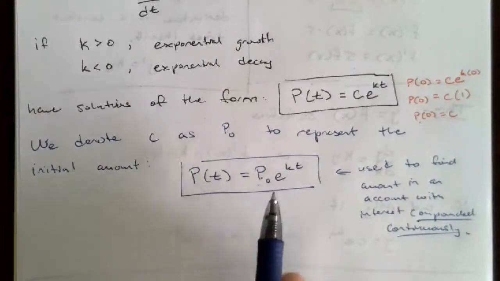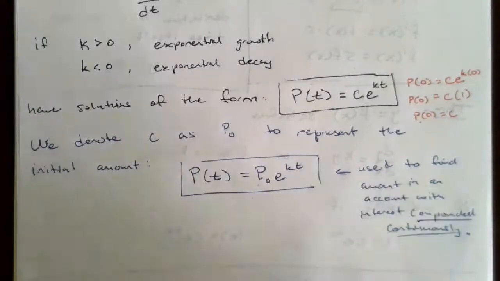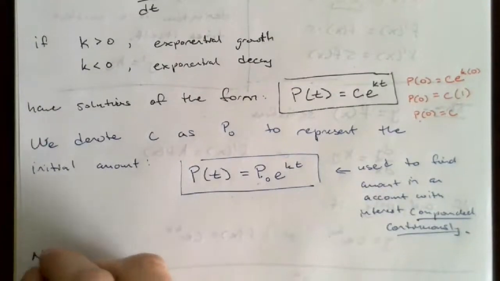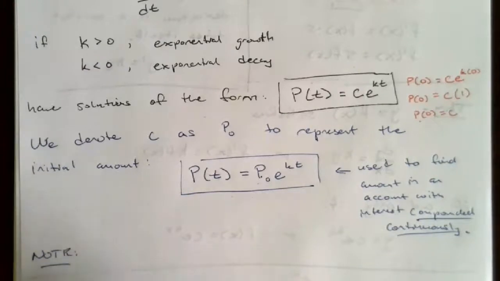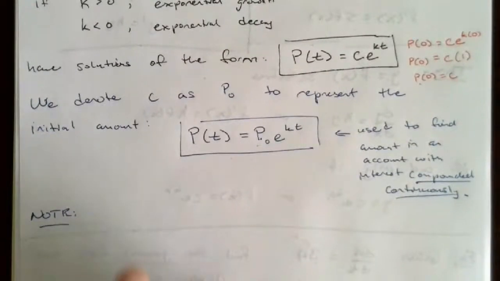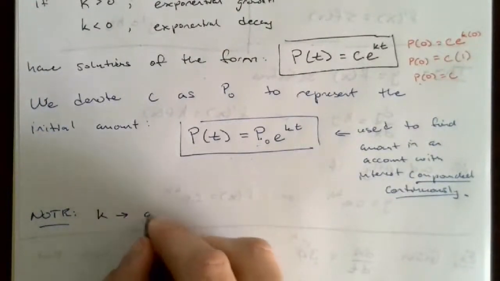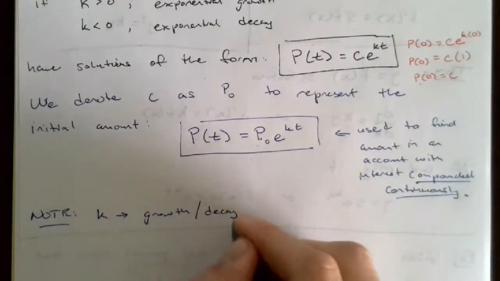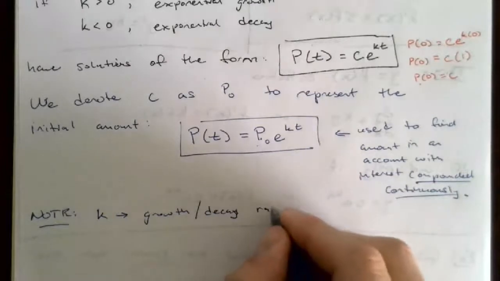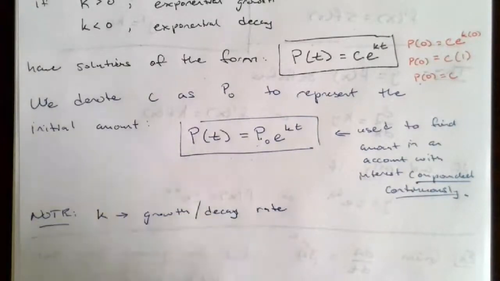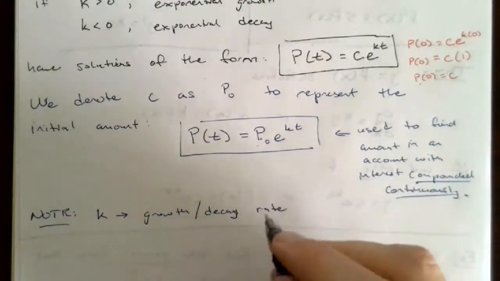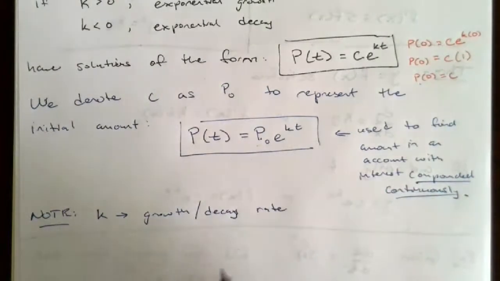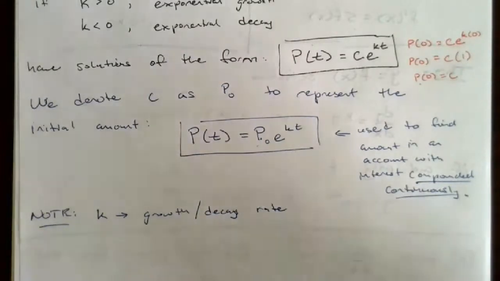And we've used this before. So just one quick note, and then we'll do some examples using it again. Note when we talk about K, it's either the growth or decay rate. Positive means growth, negative means decay. So K is the growth or decay rate. Here they call it the growth or decay constant, which means the same thing.